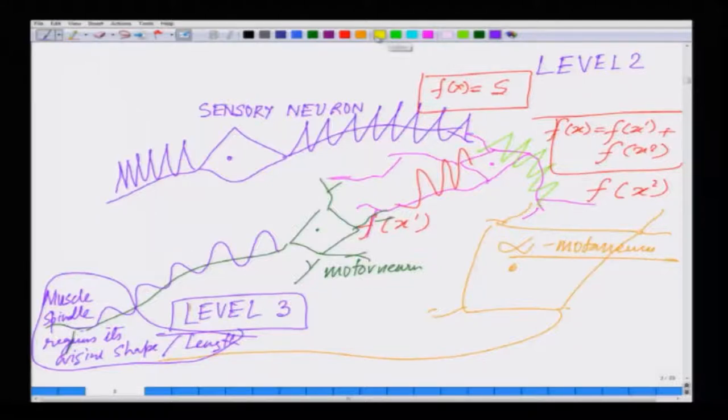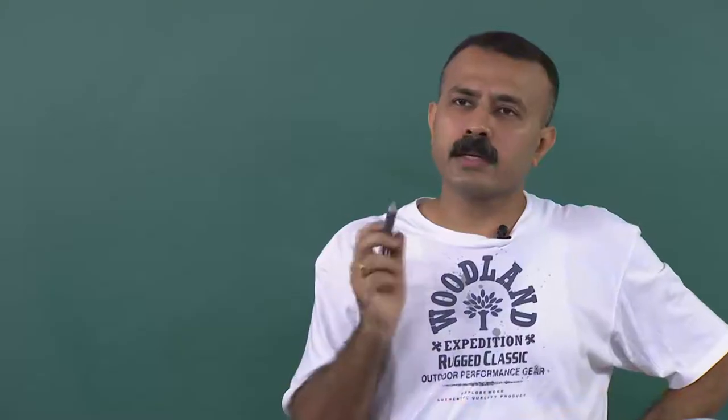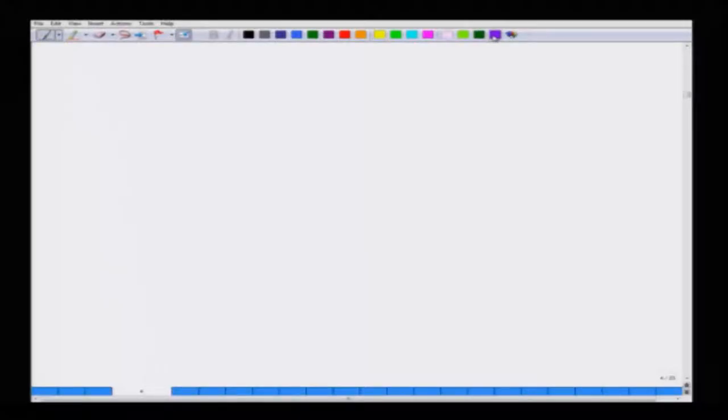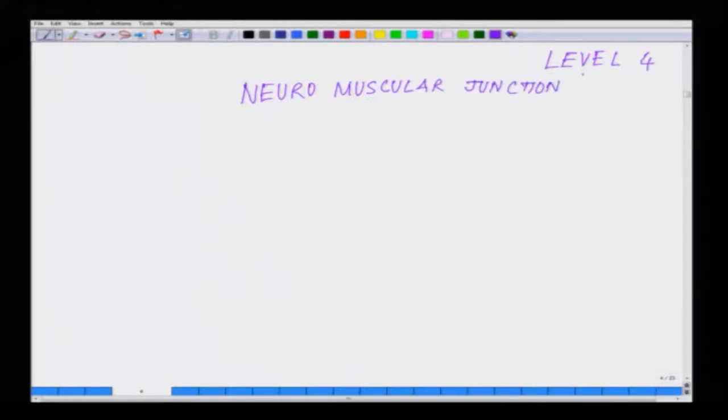So now we will talk in greater detail about this particular part of the circuit, where the alpha motor neuron is communicating its information to the extrafusal fiber, and this it does at the neuromuscular junction. So now we are moving into level 4 of this circuit, the neuromuscular junction. In short, it is also called NMJ.